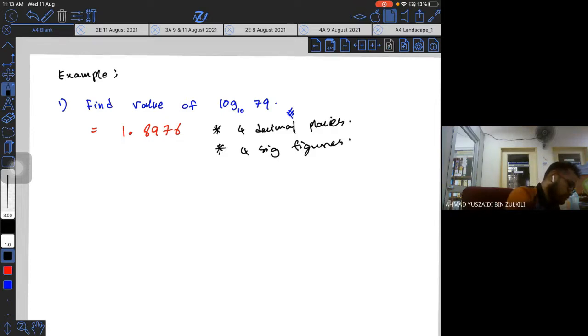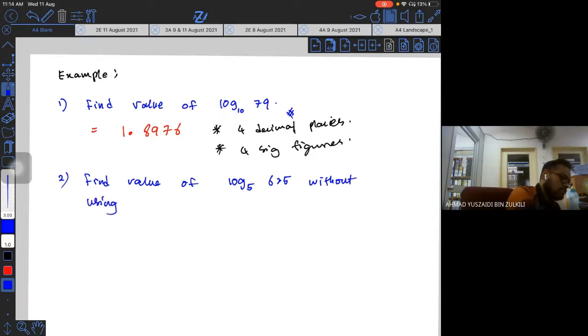Okay, number 2. Find the value of log 625 base 5 without using calculator.